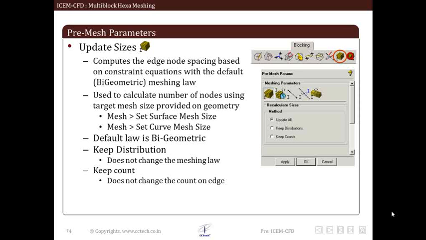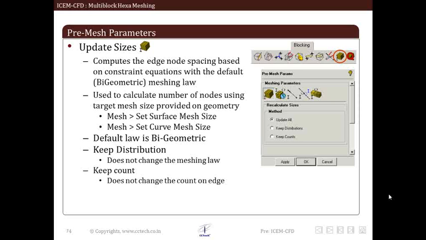The update sizes option allows us to update sizes in Premesh. There are different methods available to update mesh sizes as seen in figure. By enabling update all option, Mesher computes edge node spacing based on constraint equation with default, that is by geometric mesh law.